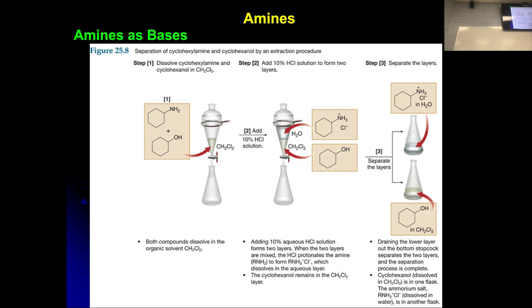And what you do is you put a cork in the top and you rock the thing back and forth, kind of shake it up. You put it back in the ring stand and you let it separate. What do you think is going to happen? Well, the amine is going to react with the acid to make an ammonium salt. 10% HCl isn't really going to do anything to the alcohol. You might think, well, you might convert that to an alkyl halide, but not with 10%. Not without heating it up, okay?